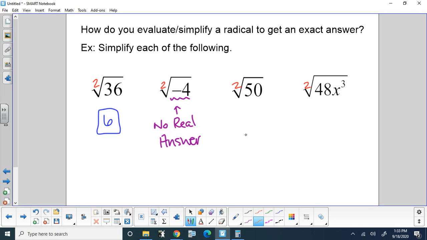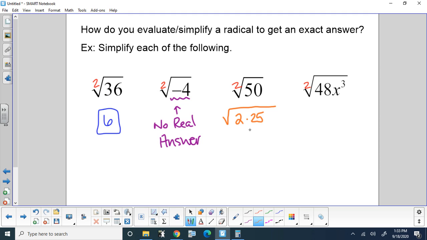Let's move on to the next problem. In the next problem, we have the square root of 50. Whenever possible, I encourage my students to look for perfect squares. In this case, I know that 25 is a perfect square, and I know that 2 times 25 is 50.